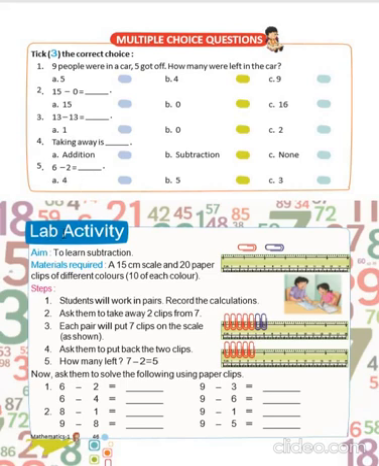Now come to lab activity. What you have to do in this activity, we have to take a 15 centimeter scale and 20 paper clips. Now look at this example. Suppose we have to subtract 2 from 7. What we have to do? First we have taken these 7 clips. Then we have taken 2 clips. So how many are left? We are left with 5 clips. In this way we have to do this activity.